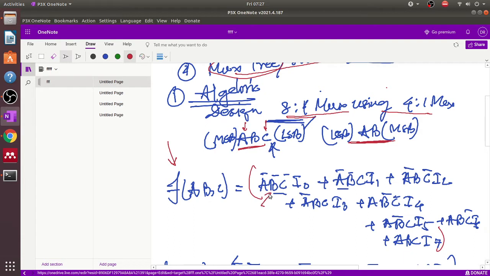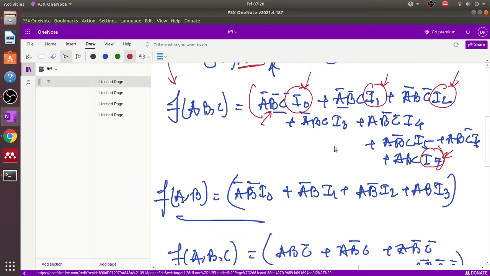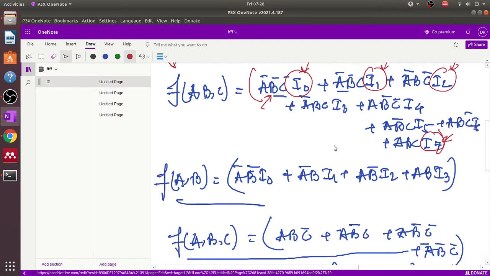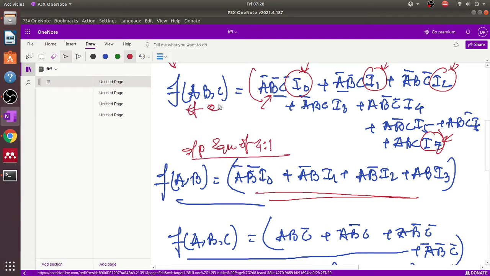This is minterm 0, A bar B bar C bar into I0. These are data inputs: data input 1, data input 2, and so on up to input 7. That is 0 to 7, 8 data inputs are available. And for 4:1 we know the output equation of this. So this is the output equation of the 4:1 multiplexer, and this is the output equation of the 8:1 multiplexer.